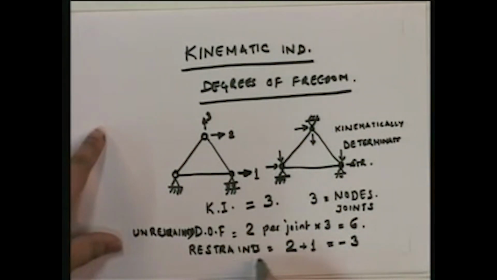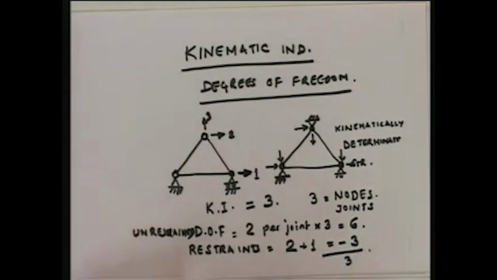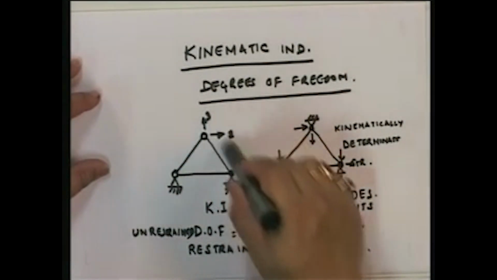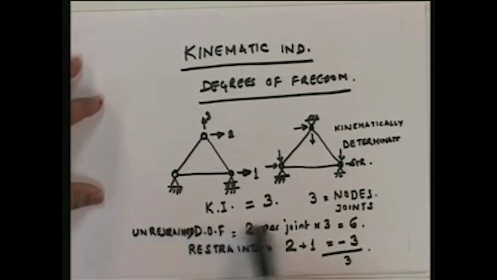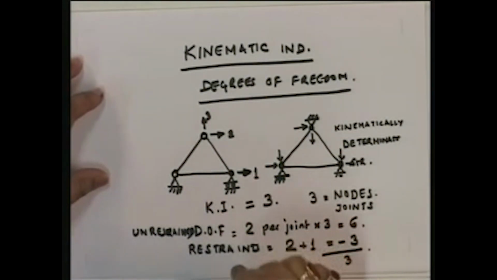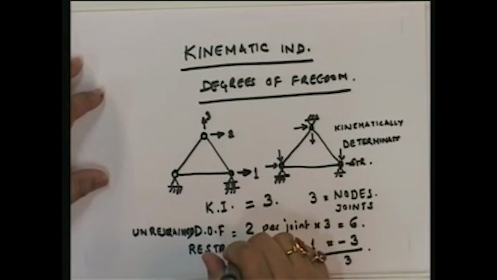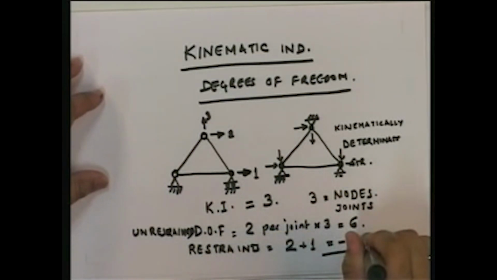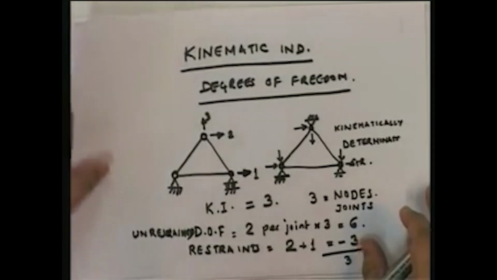So what is the restraint structure? How many degrees of freedom does it have? 3. Simple. Same kinematic indeterminacy by finding out the displacements, and also the algorithmic way. Find out the number of joints in a truss, multiply that by 2, that gives you the unrestrained degrees of freedom. You find out the number of restraints that the body has, and then subtract those restraints, and you have the degrees of freedom or the kinematic indeterminacy of the truss.